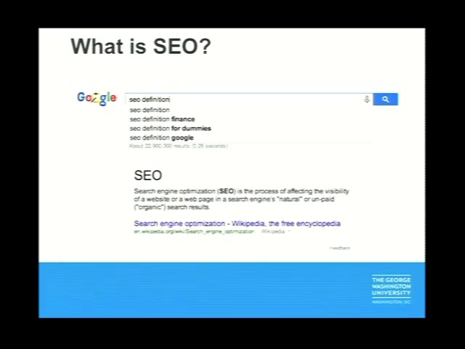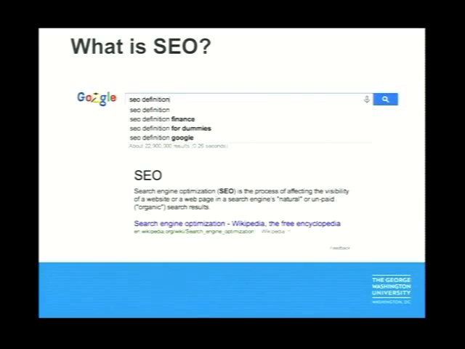So if you search SEO definition in Google right now, this is the result you get. It's actually kind of an outdated result because it comes from Wikipedia. Search engine optimization is the process of affecting the visibility of a website or web page in search engines' natural or unpaid organic search results. That is the definition, but it is a lot more complicated than that nowadays.